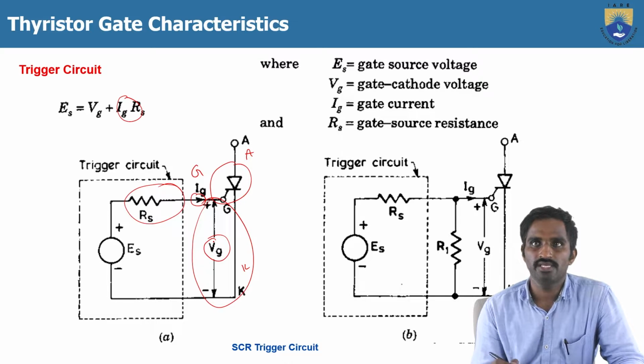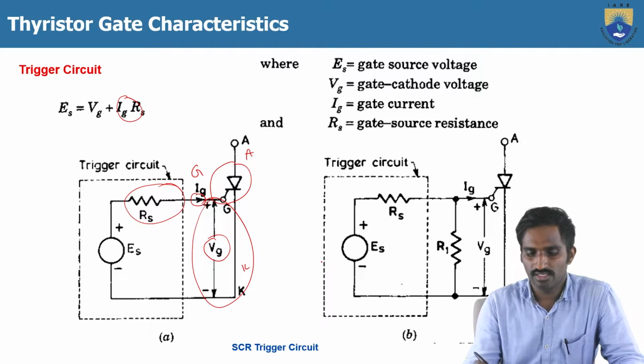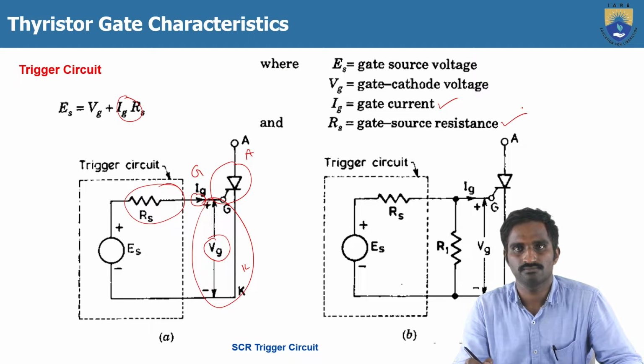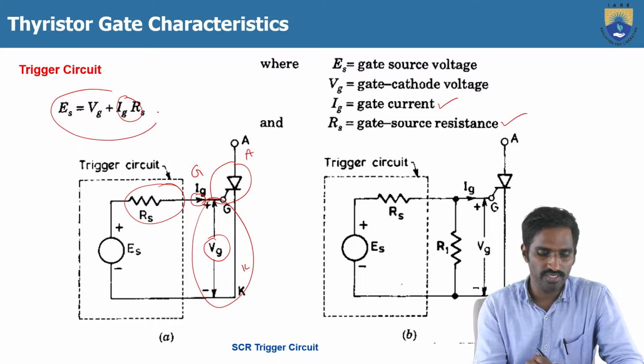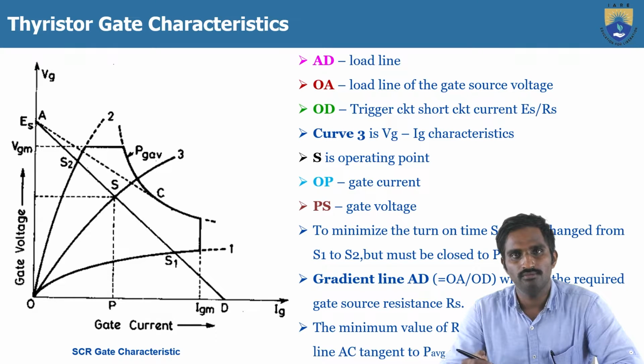Here ES is the gate source voltage, VG is the gate to cathode voltage, IG is the gate current, and RS is the gate source resistance. By using this equation, you can find different variables like VG and IG. Next, I have the characteristics.